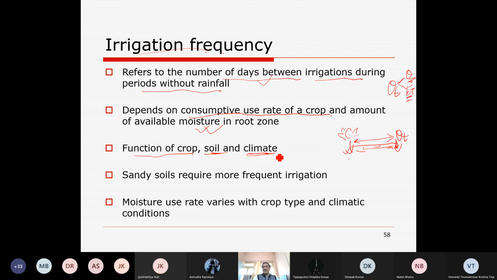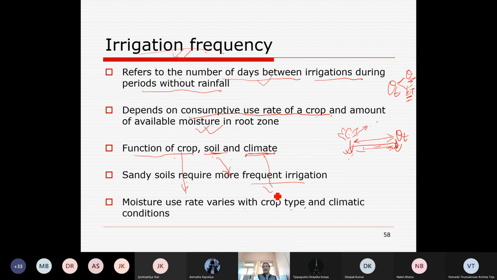Climate: if it is a dry climate, say arid condition, automatically the ET rate will be very high. So in that sense, frequent irrigations will be required there. So irrigation frequency is a function of crop, soil and climate. Sandy soil requires more frequent irrigation, that is soil type here, and moisture use rate varies with crop type and climate condition. This is the simple idea we have discussed here.